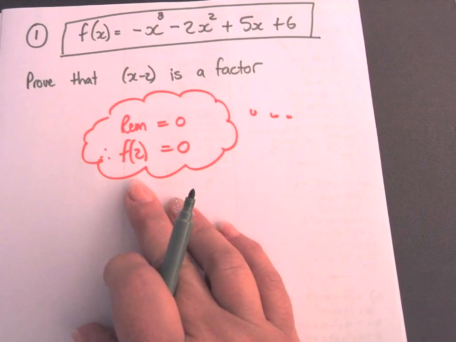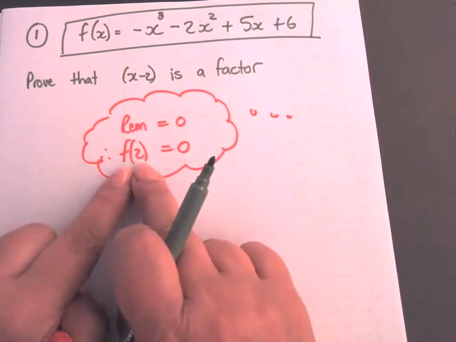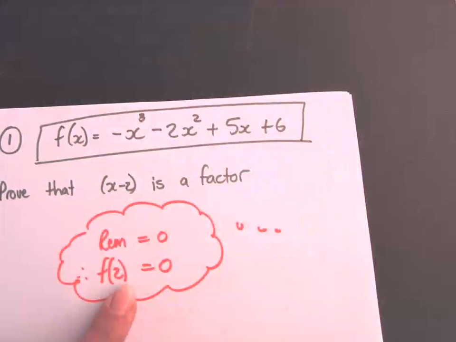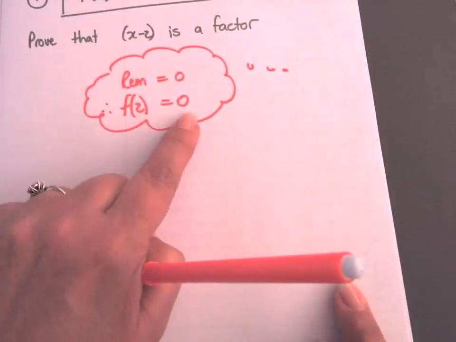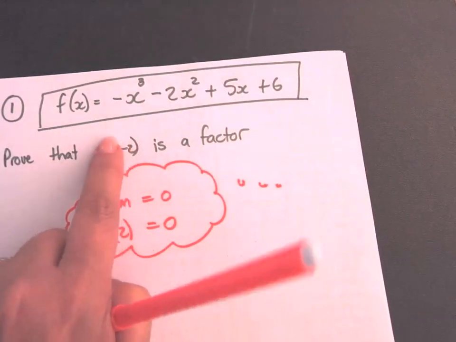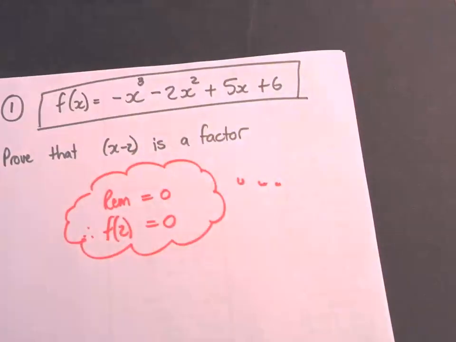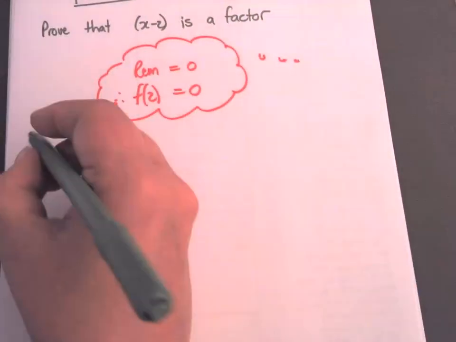So now you have to prove that if I substitute 2 into this function and I get 0, it means that this is a factor. Are you all following me? So let's start with f of 2.